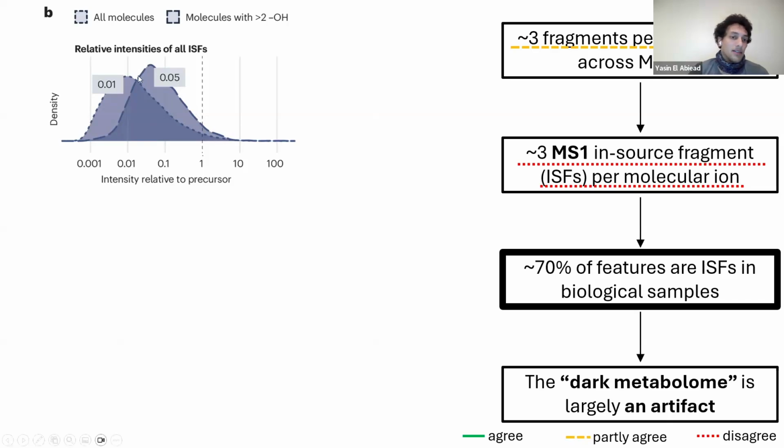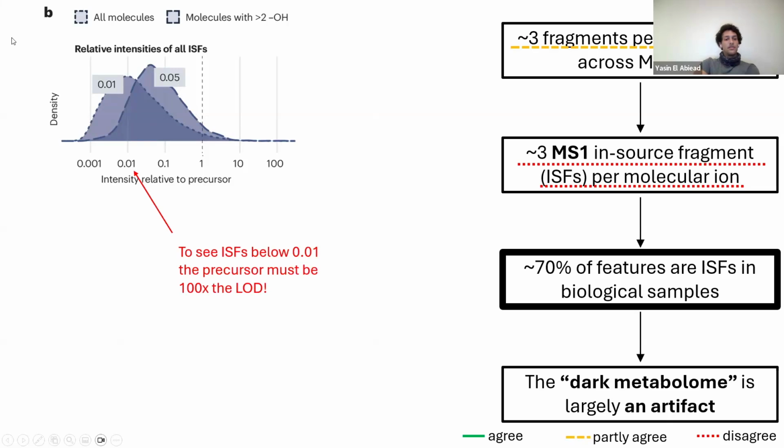And you can see that, yeah, there's indeed some difference there. And what is really striking about the result is how low the intensity of many of these in-source fragments really is. So if you would want to see something below the 0.01 threshold, you would only be able to see anything below that line if the precursor ion that you have in your data set is at least 100-fold over the LOD, which, if you know biological samples, is not really that often the case.